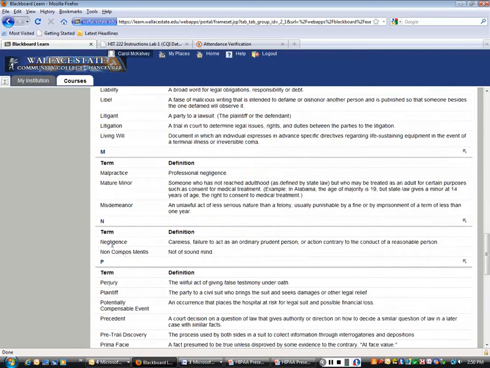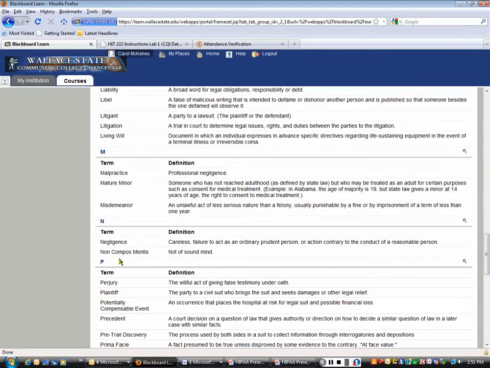We've talked about negligence. We just talked about malpractice and said it was professional negligence. Negligence is defined as the careless failure to act as an ordinary prudent person or action contrary to the conduct of a reasonable person. What would a normal, reasonable person do in certain circumstances? If someone does something that a normal, reasonable person wouldn't do under the circumstances, that can be defined as negligence.